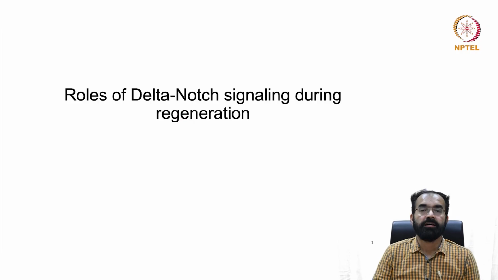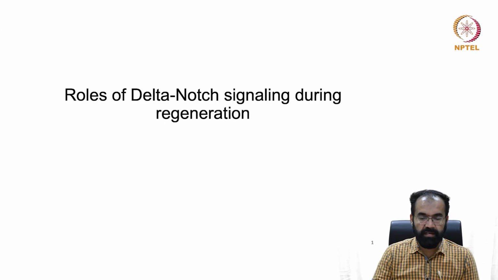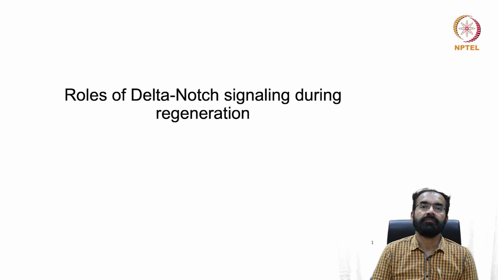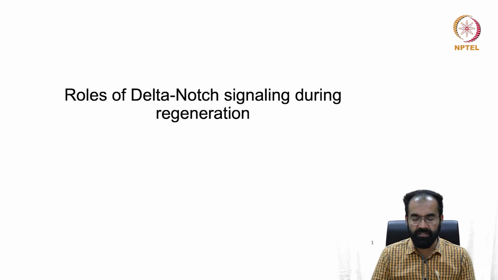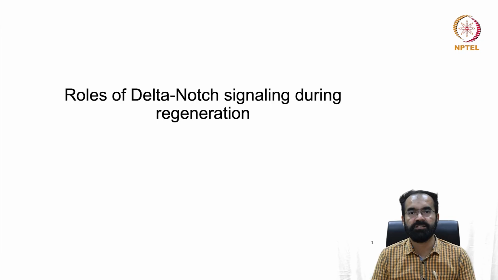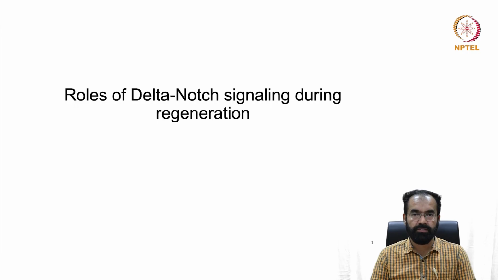Hello everyone, welcome back to another class on delta notch signaling during regeneration. So we have mentioned delta notch signaling multiple times in the previous classes because it is one of the most important signaling events that governs regeneration as well as embryonic development, and in different tissues it plays different roles. Say for example, in some tissues it is important to retain the homeostasis.